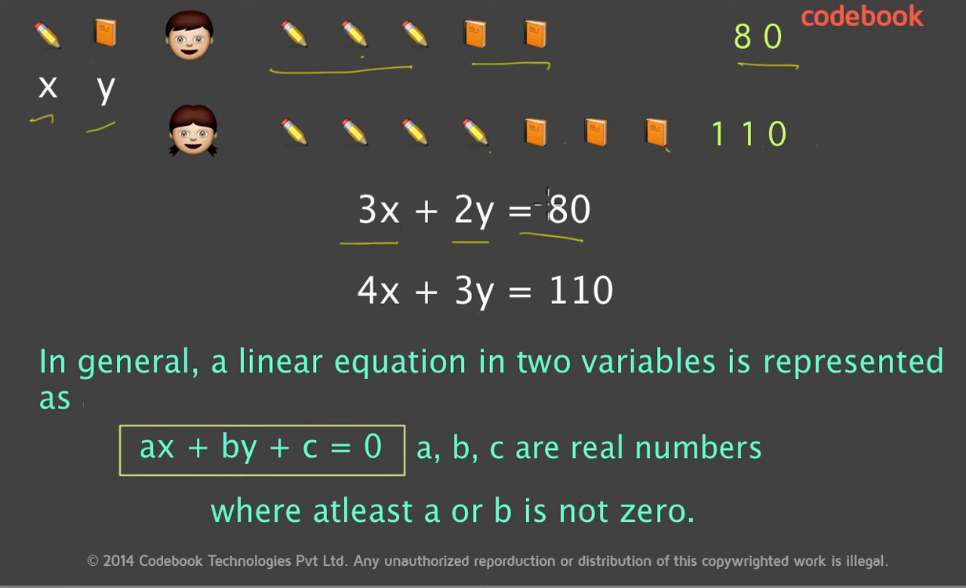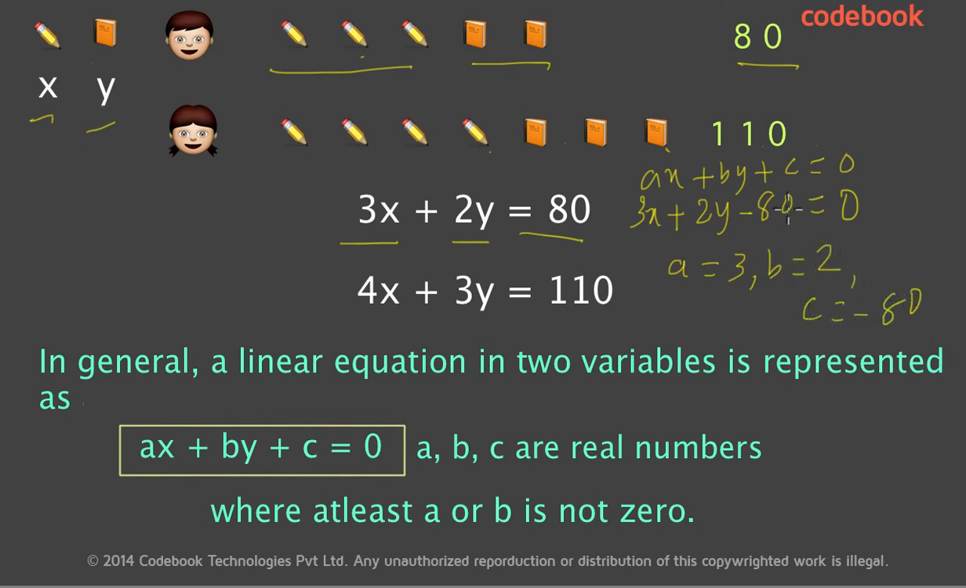In this case, the same equation can be written as 3x plus 2y minus 80 equal to 0, which is in the form of ax plus by plus c equal to 0, where a is 3, b is 2 and c is minus 80. So this is the general form of representing linear equations with two variables.